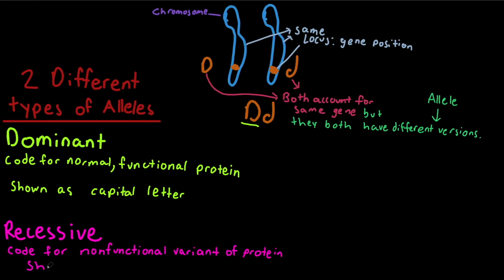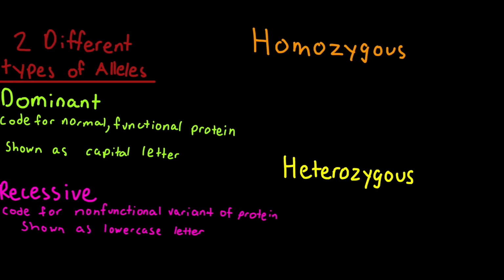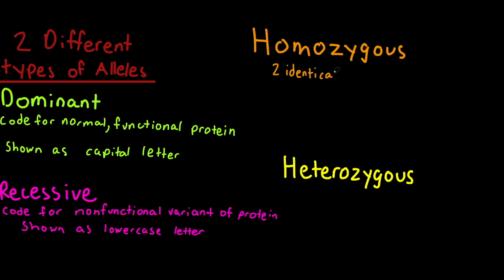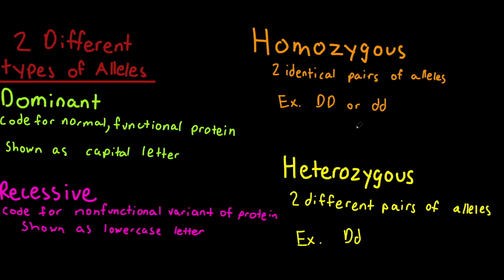Now, recessive alleles code for a non-functional variant of protein. They're usually shown as a lowercase letter. The lowercase letter d, as you can see above, is an example of a recessive allele. With those 2 alleles, they can either be homozygous or heterozygous when they are paired together. A homozygous pair indicates 2 identical alleles, while a heterozygous pair indicates 2 different opposing alleles.